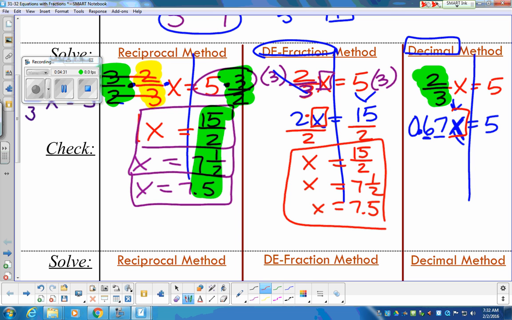So the hand method kicks in. The operation here is multiplication. Our job is to get rid of the 0.67. So we're going to go ahead and divide right here. Divide by that decimal, 0.67. Just like we do in hand method.